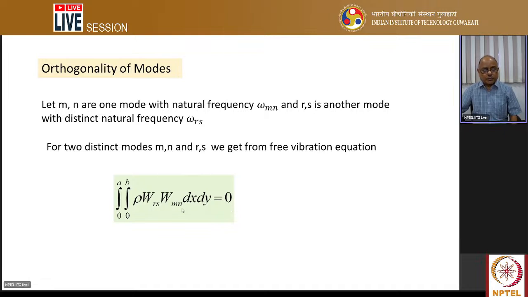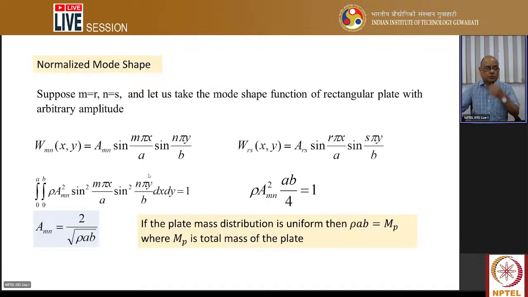But if r equals m and s equals n, this quantity will be non-zero. Now let us obtain the normalized mode shape. You can see the arbitrary constants associated with the displacement shape in any natural frequency, that is the modal frequency, are now obtained if we normalize the mode shape function with respect to mass.